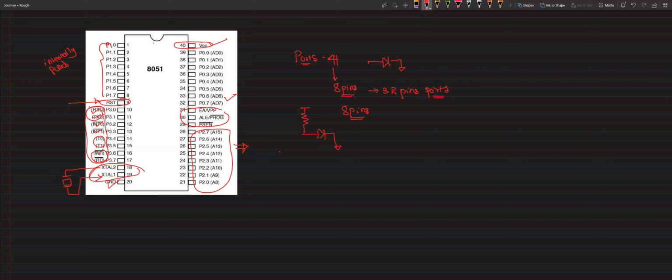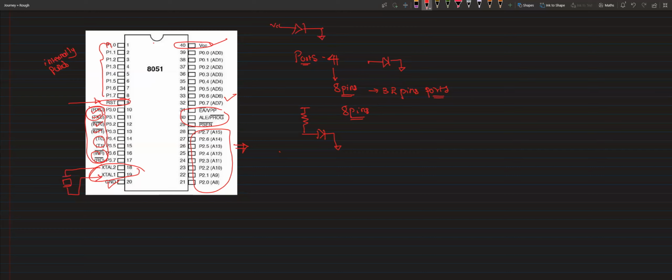And this pin number 20 is actually the power supply ground. In any circuit, for example, if you want to glow an LED, you have to connect VCC and ground, right? So this is basically used for grounding.